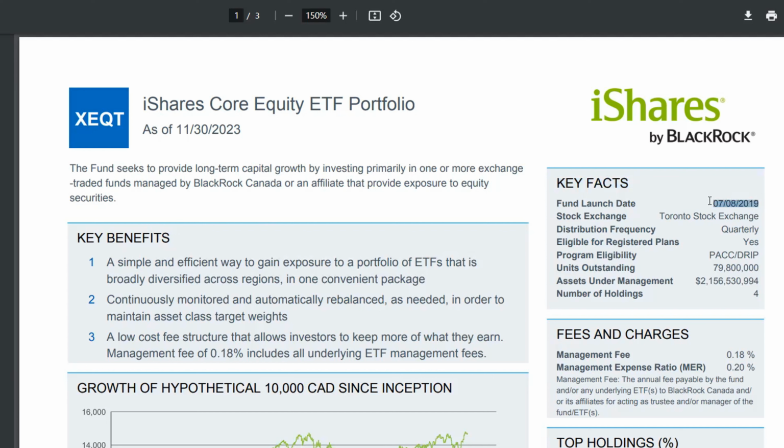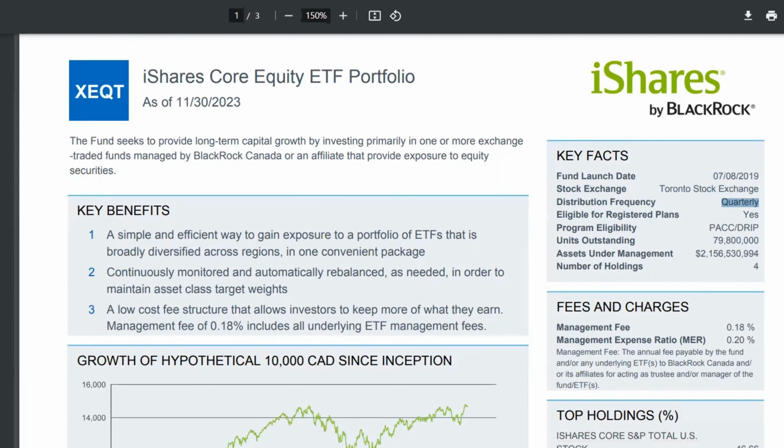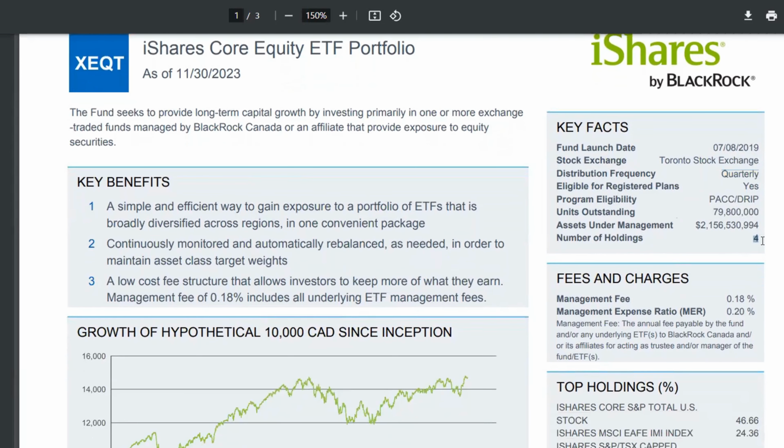In this case, you do see for XEQT, it was launched back on August 7th of 2019. It is available through Toronto Stock Exchange. How frequently it pays its dividend distributions, in this case on a quarterly basis, and whether it's eligible for registered plans, which the answer is yes. It consists of 4 different ETFs as its underlying holdings.